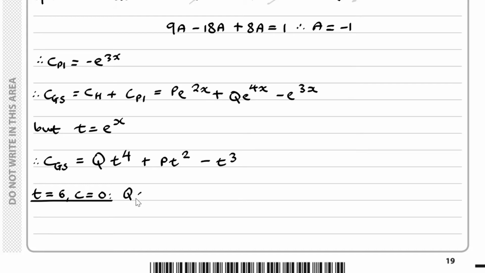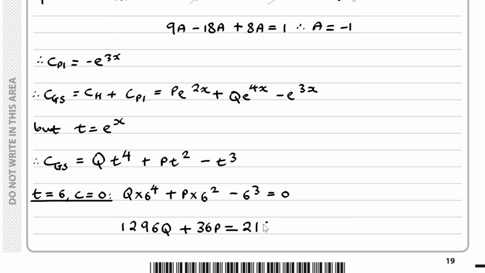we have q times 6 to the 4, plus p times 6 squared minus 6 cubed equals 0. 6 to the 4 is 1296. So we have 1296q plus 36p minus 216 equals 0. So let us say that this is equal to 216. We'll call this equation number 6.